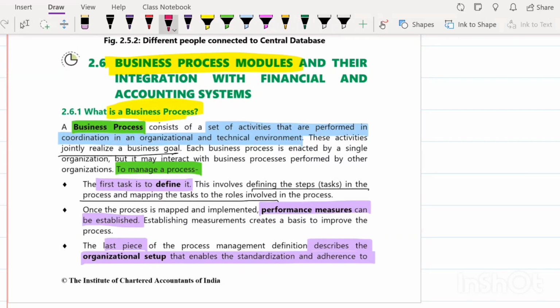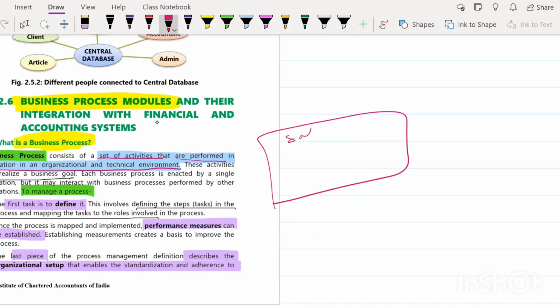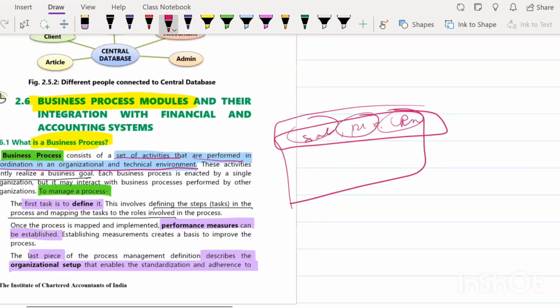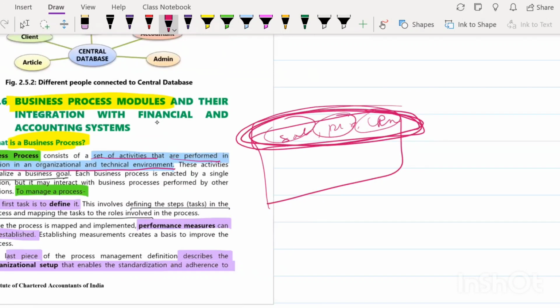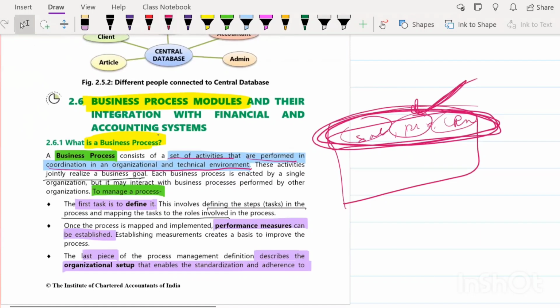As we all know, a business process is nothing but a set of activities that are performed in coordination in an organizational and technical environment. These are a set of activities like sales, purchase, customer relationship management. All these activities should be performed in coordination with each other in the environment in which they are present, so that you are able to achieve your business goal. That is a business process.